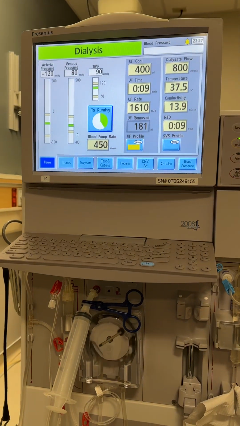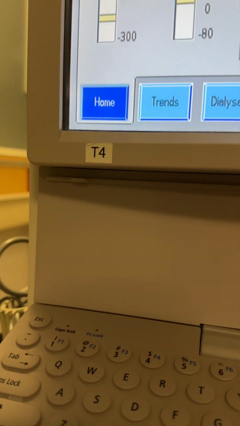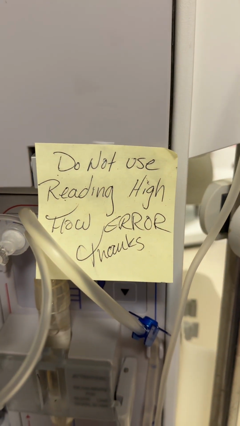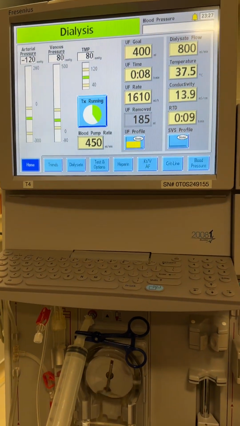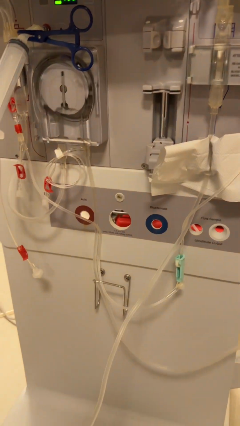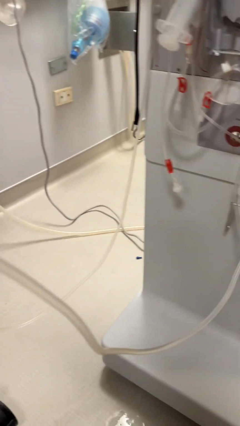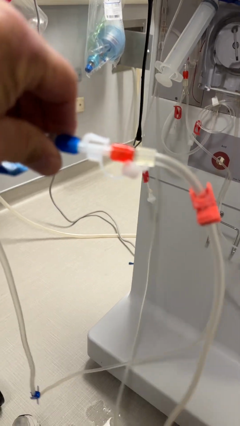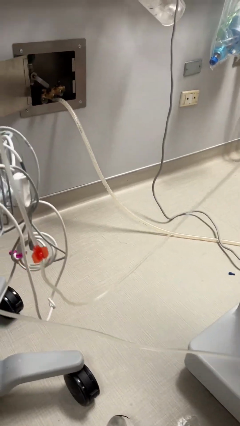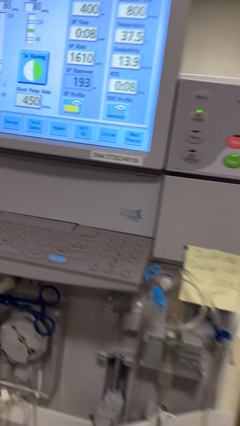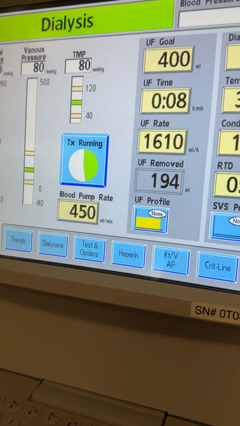Here at North Bay with machine T4, written up for high flow errors. Well, I am running this machine an hour now. I have done multiple mock treatments. So here's our patient right here. Our patient is running together, therefore instead of pulling from the patient, it pulls from the bag. Our goal is being achieved again for the 5th time.